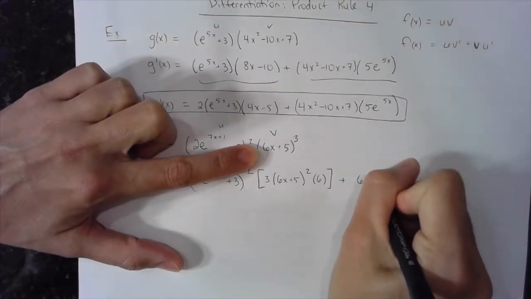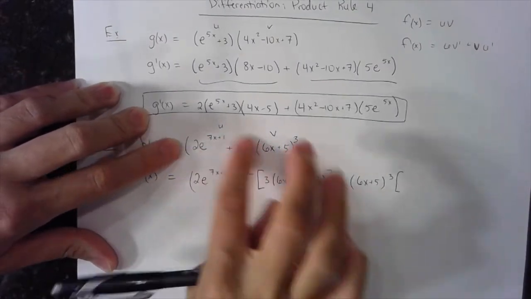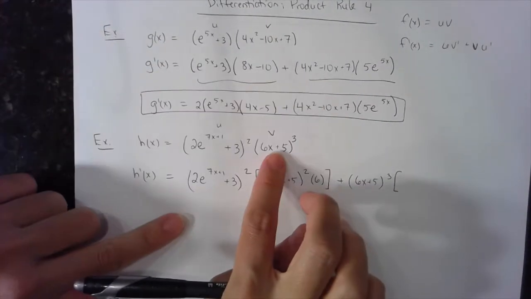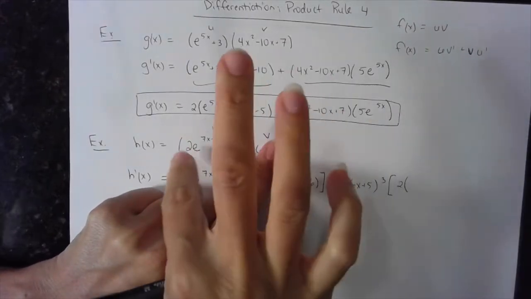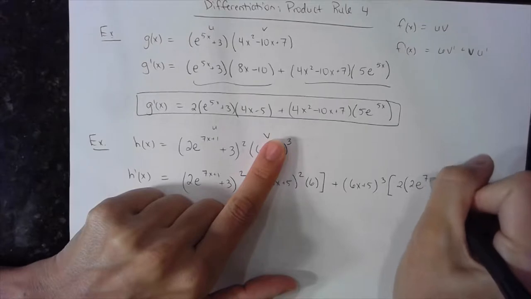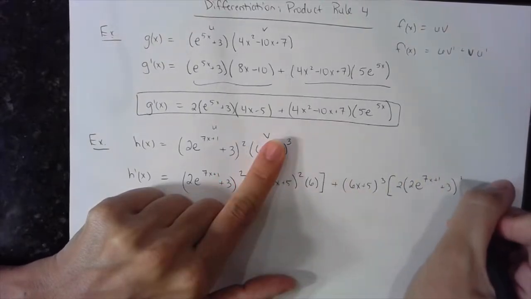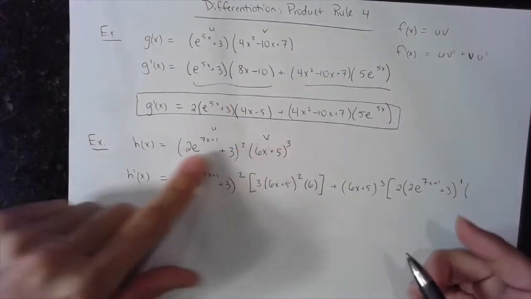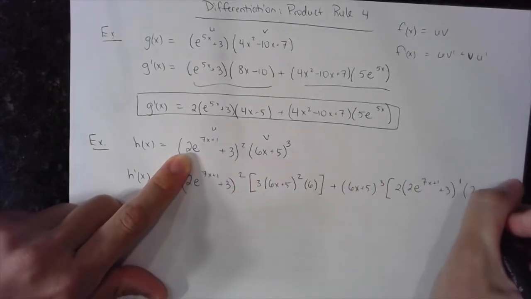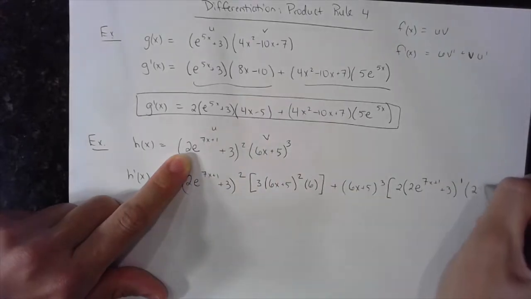Second, copy it down, times my derivative of the first, which is a nice ugly chain rule. Ignore this guy for a second. Bring the 2 to the front. Keep the base. 2e to the 7x plus 1 plus 3. Subtract 1 from the exponent and multiply by the derivative of the inside. And the derivative of this inside is 2 times 7e to the 7x plus 1.